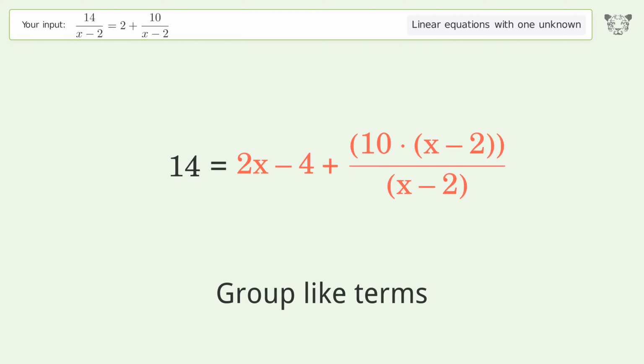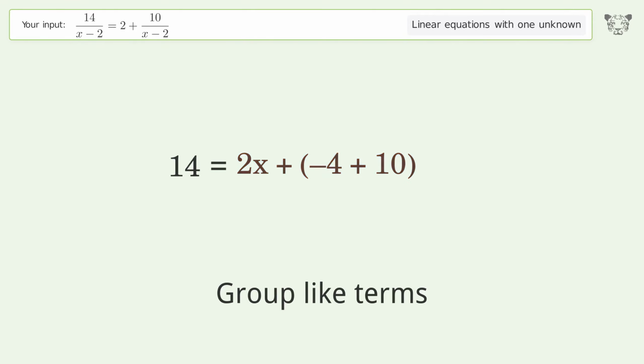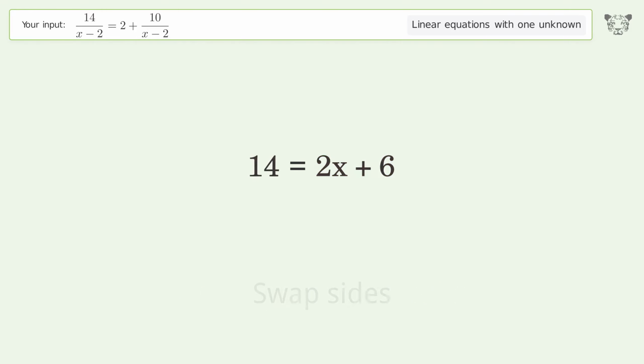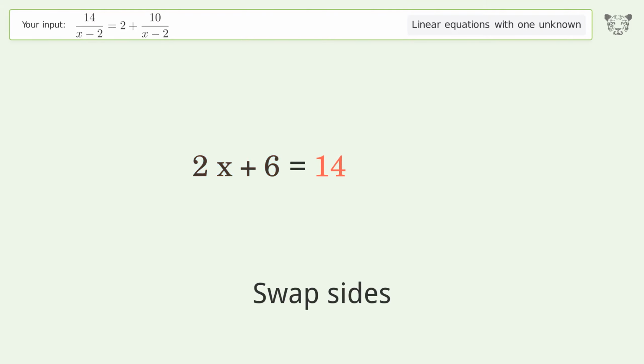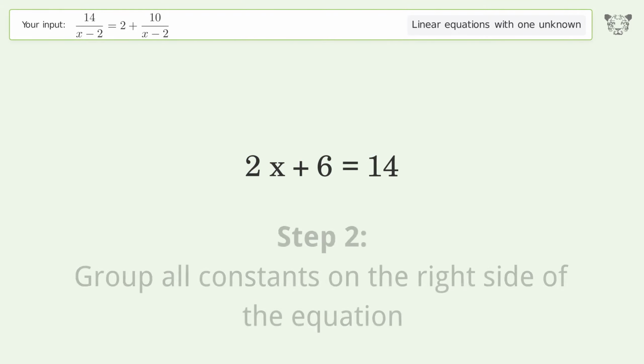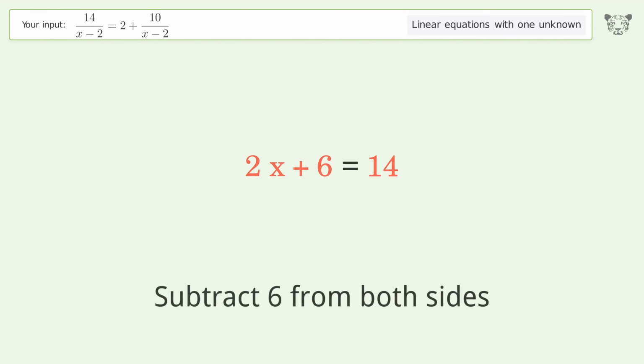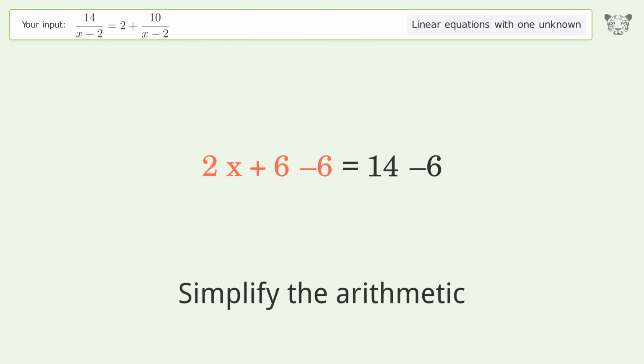Simplify the arithmetic. Group like terms. Simplify the arithmetic. Swap sides. Group all constants on the right side of the equation. Subtract 6 from both sides. Simplify the arithmetic.